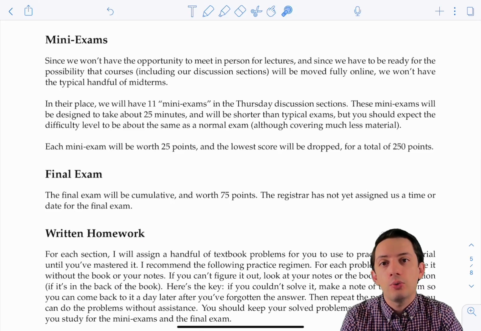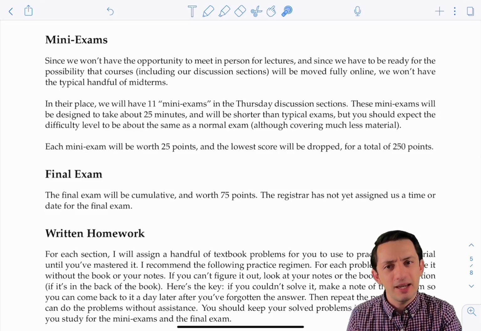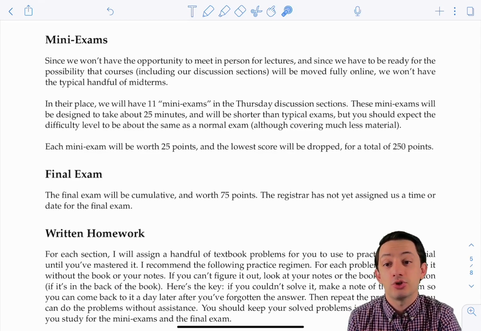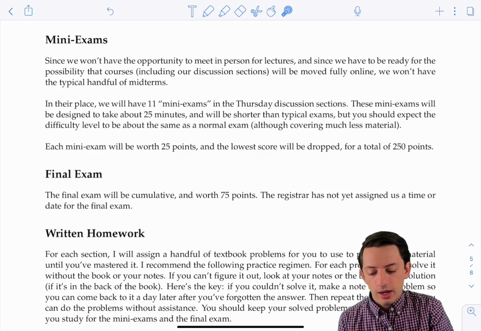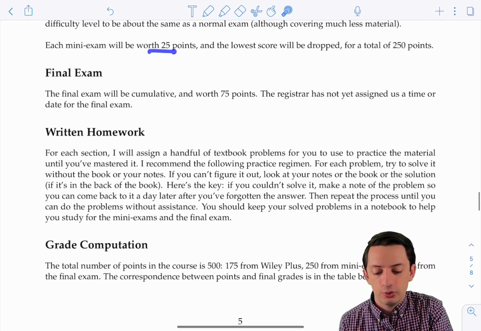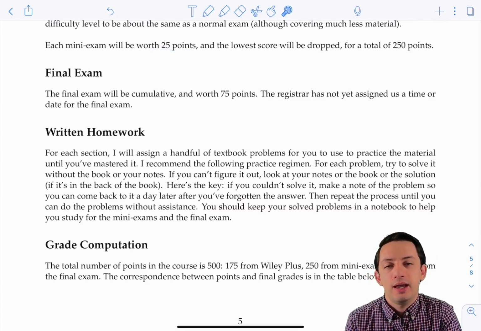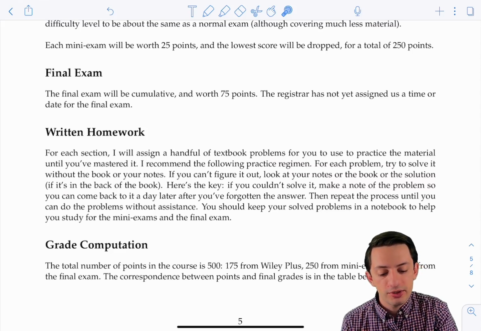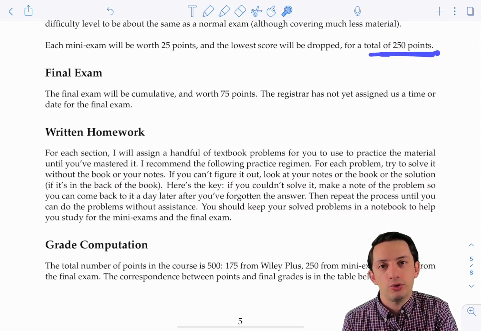That's my goal. I don't want you to have like one full exam every week. That would be crazy. I want you to have an exam that tests, are you keeping on track with the course? So that may sound a little scary, but I promise that you shouldn't be scared. Each one is going to be out of 25 points. And like I said, we're going to drop the lowest, so that will be 250 points total for the mini exams.